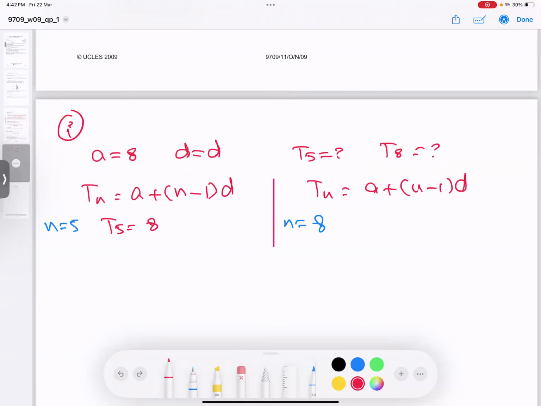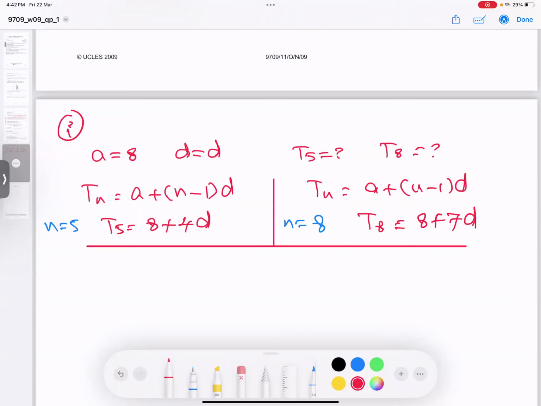You can see from here. And I replace 5 here: 5 minus 1, 4. So this one is clear. Same approach: I put a T8 here. Again, A is 8, and I'm going to plug in 8 minus 1, 7D. So this is clear. According to the statement, what did he say?